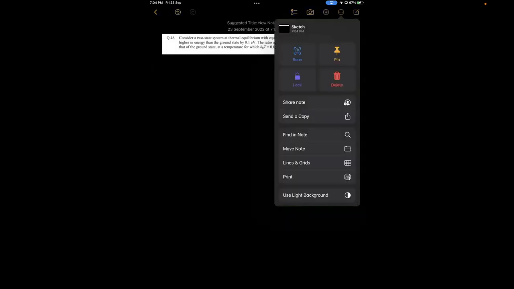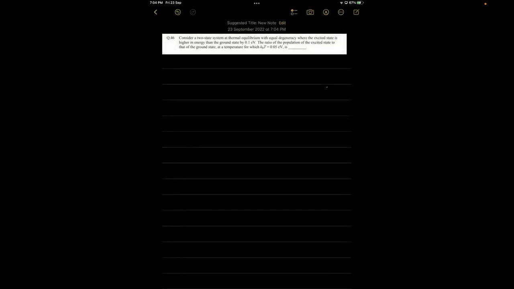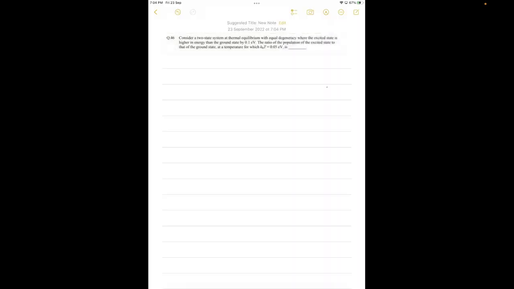Okay, so this is question number 46 from the 2016 paper. This is a question about statistical thermodynamics, or the partition function. The question says, consider a two-state system at thermal equilibrium with equal degeneracy, where the excited state is higher in energy than the ground state by 0.1 electron volt, and we have to find the ratio of the population of the excited state to that of the ground state at a temperature for which kBT equals 0.05 electron volt.